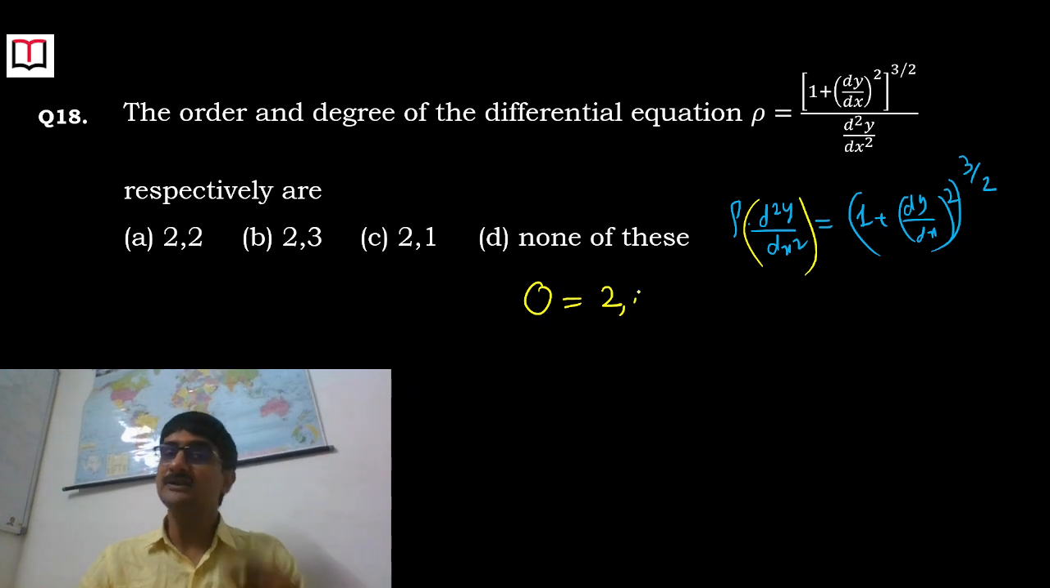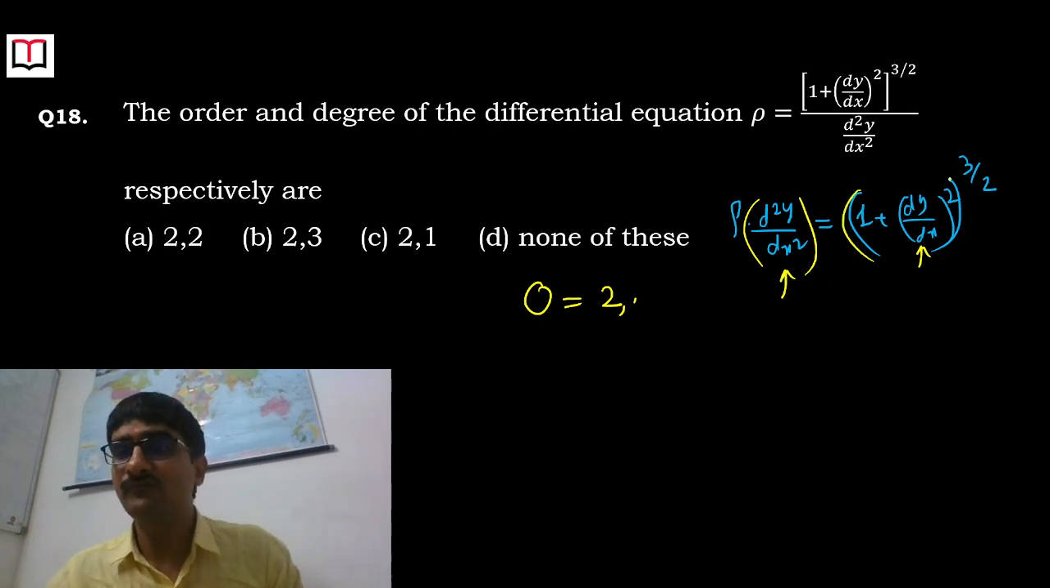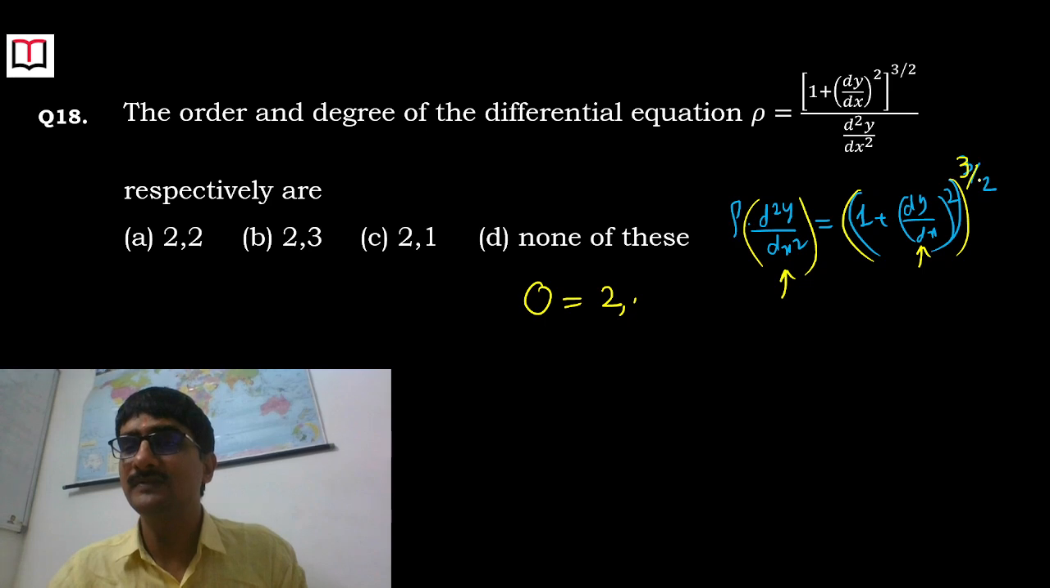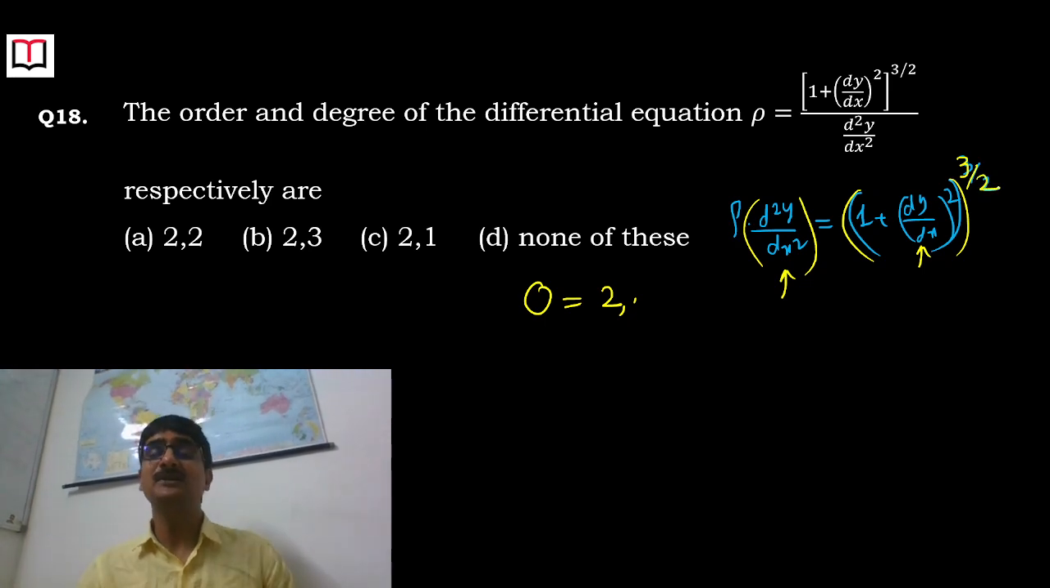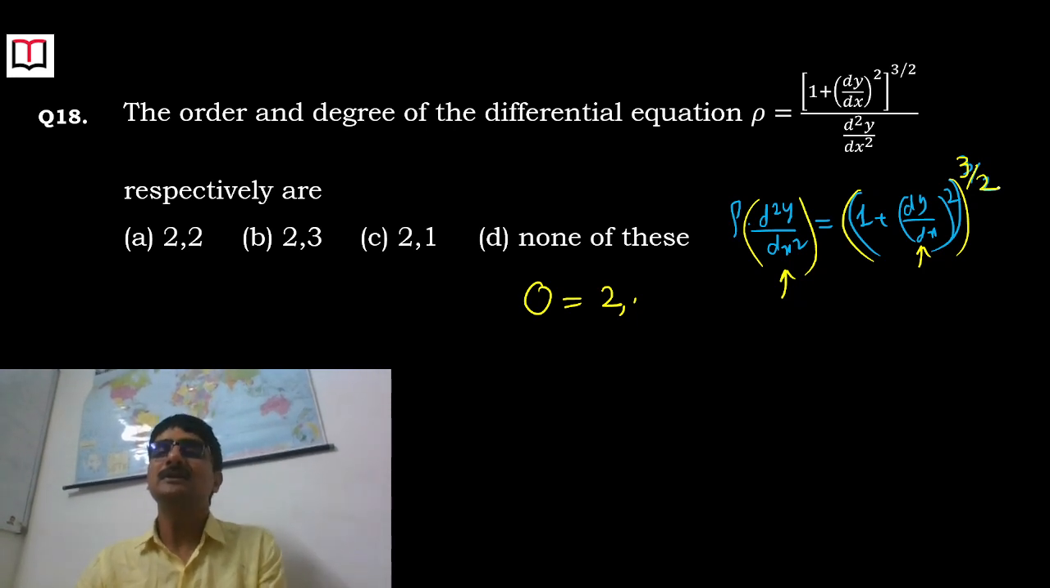What about degree? See, degree is defined only when all derivative terms are comparable with the term of a polynomial. How many derivative terms do we have? We have two derivative terms, second order and first order. But if you put a term within this fractional power 3 by 2, can we compare it with the term of a polynomial? Answer is no, but then we can convert it. How? Squaring both the sides.